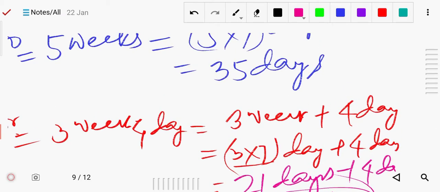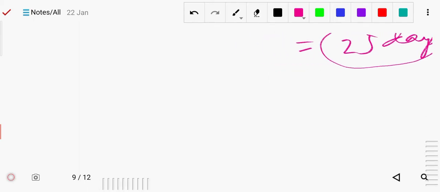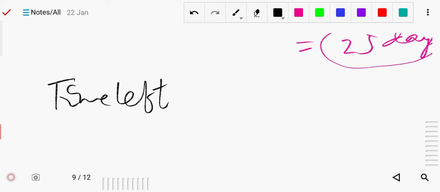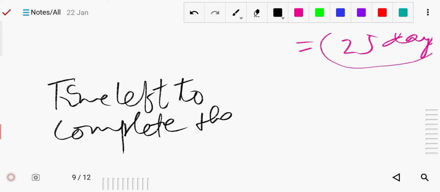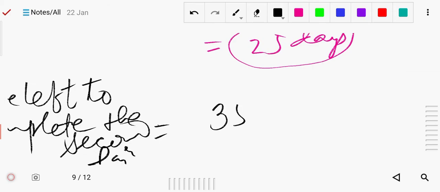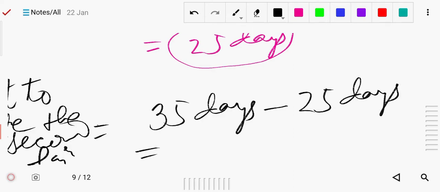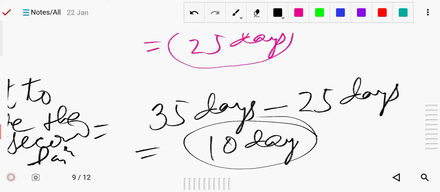Okay, and the total time was 35 days. It is given 35 days. The first took 25 days. So now we have to find the time left to complete the second painting. So the total time given is 35 days for both paintings, minus the time taken to complete the first painting. So now 10 days is there, so that is the time left, 10 days.